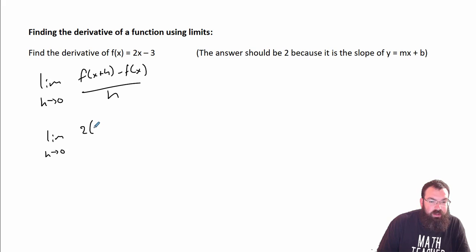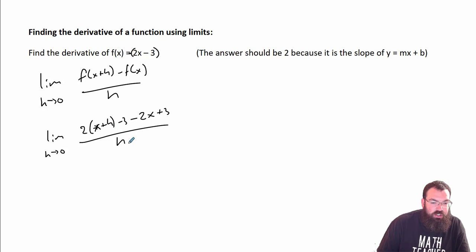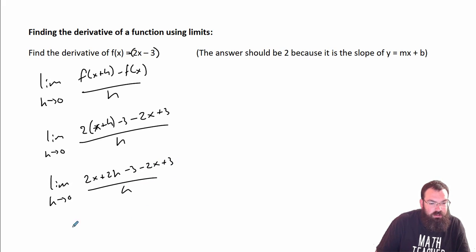I made a mistake. This should be 2 times x plus h minus 3 minus, and then 2x minus 3. I basically put the negative and I distributed already, so I did that kind of in my mind. Over h, then I got the limit as h approaches 0 of 2x plus 2h minus 3 minus 2x plus 3 over h.